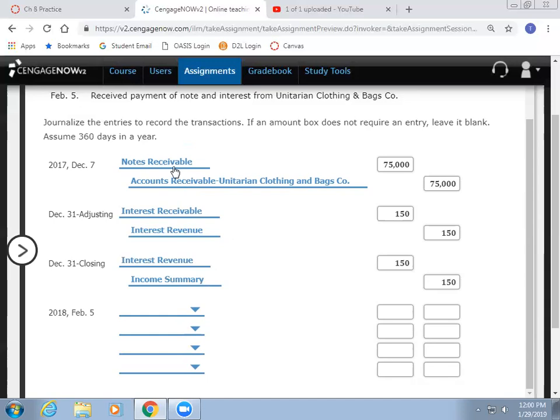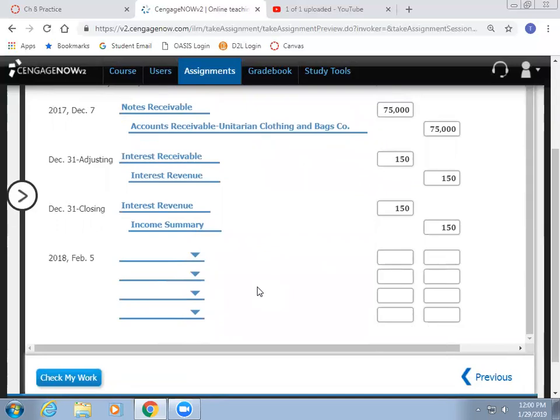And then the last thing we do on February 5th is we receive the full payment of the note and interest. Well, we would need to calculate the full interest amount. We would take 75,000 times 3%. I'm just actually going to take the remaining. How many days? It was 60 days, right? So we had a remaining 36 over 360. So the remaining interest due on this note was $225.